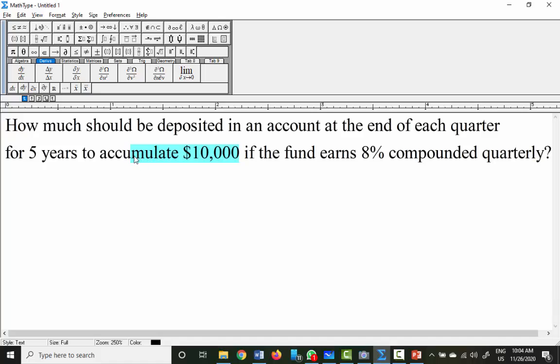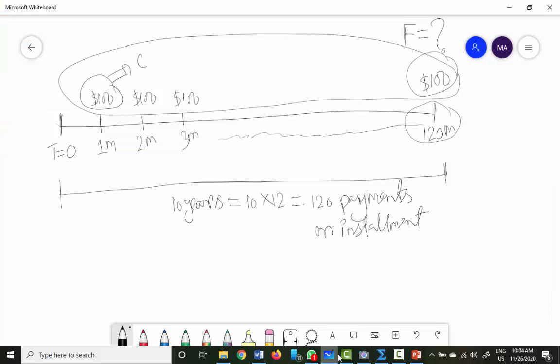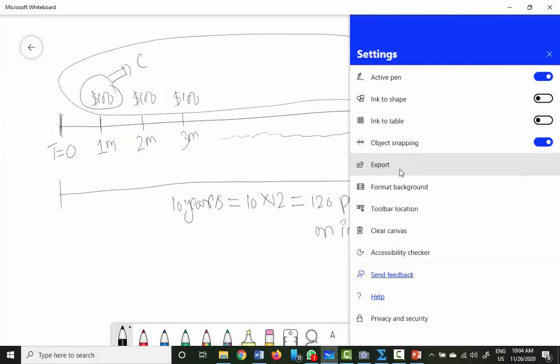$10,000. Accumulate means we need to get this $10,000 after 5 years. The interest rate is given. So let me show you by drawing a timeline. This is the timeline.